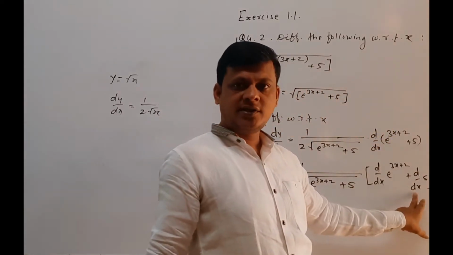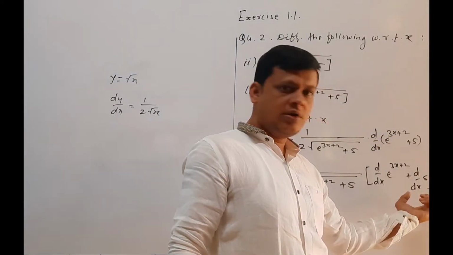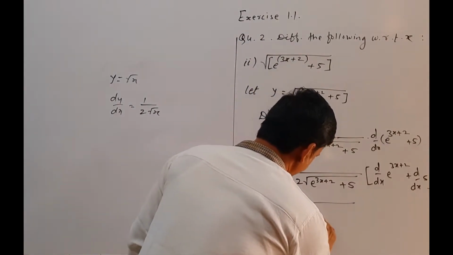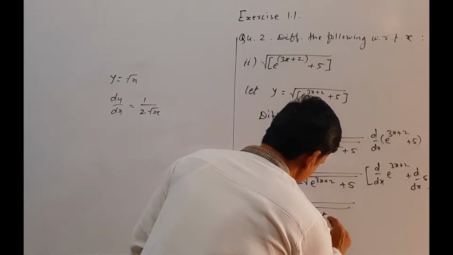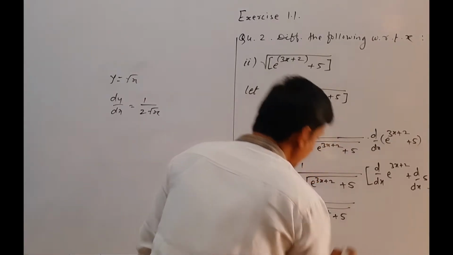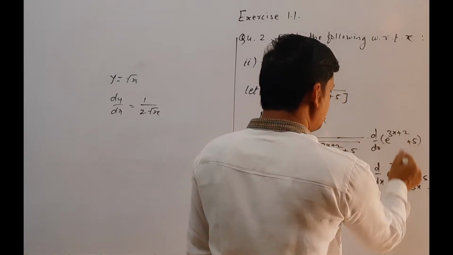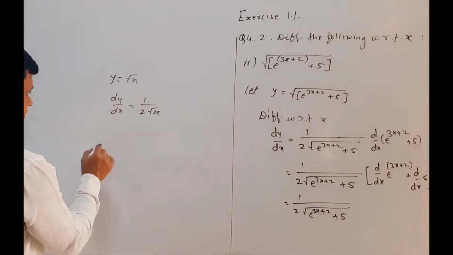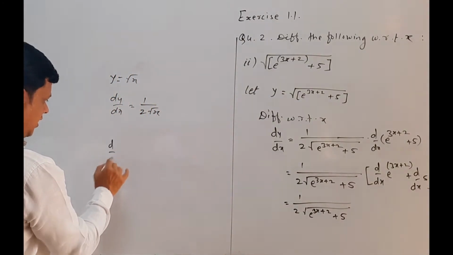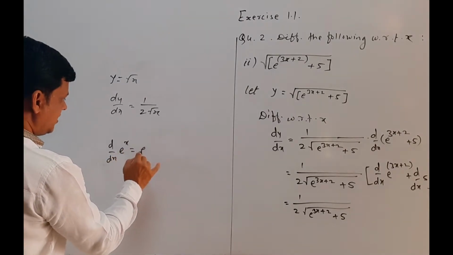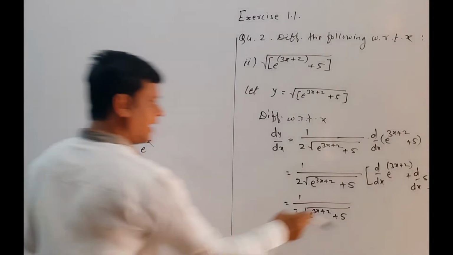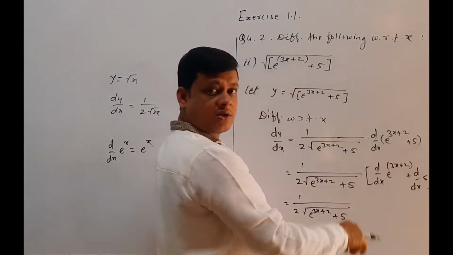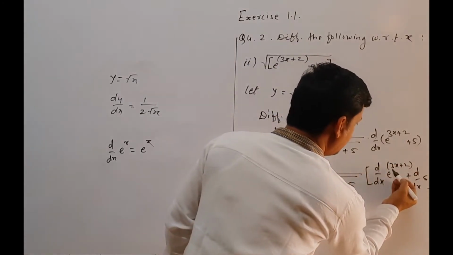Now this 5 is a single constant, so its derivative is 0. So we have 1 upon 2 root e raised to the power 3x plus 2 plus 5. Now here e raised to the power 3x plus 2 is in composite form. So for that we know that d by dx of e raised to the power x is e raised to the power x, and this is a composite function. So we have to apply the standard form first, then we have to find the derivative of this 3x plus 2.